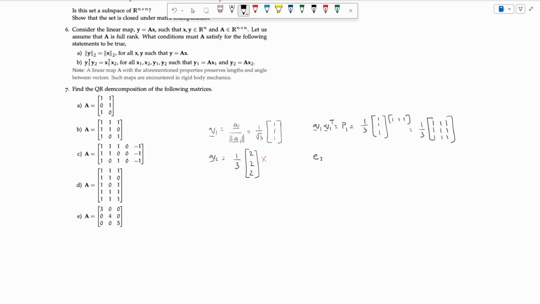Now we find the E2 vector, which will be A2 minus P1 A2. That will be (1, 1, 0) minus 1 by 3. So what you told me is not Q2. That is the orthogonal projection of A2 onto the subspace spanned by Q1. But you have to find the difference, right? That is what is orthogonal.